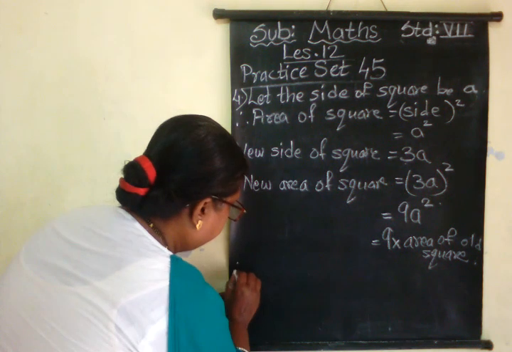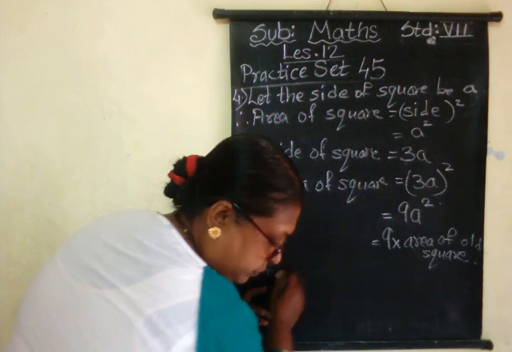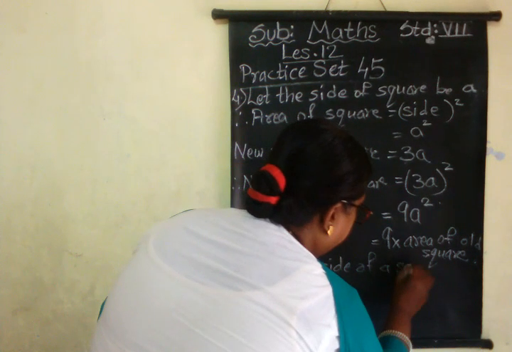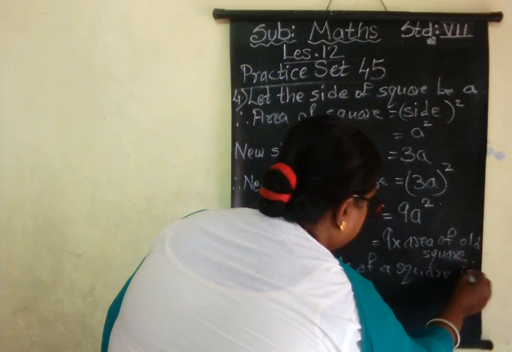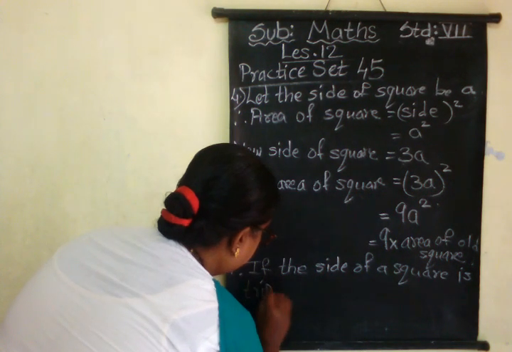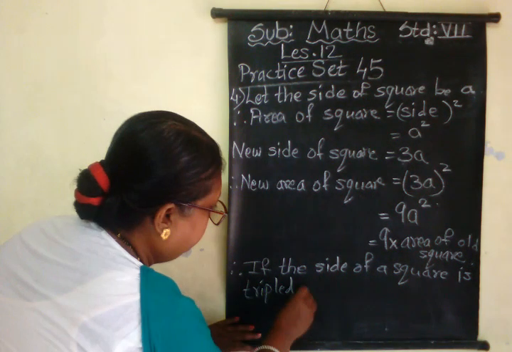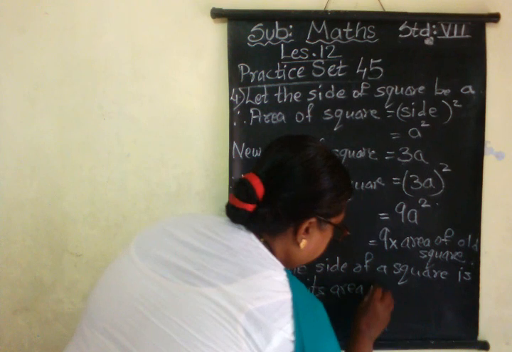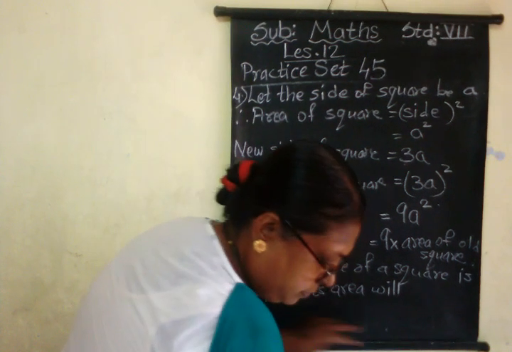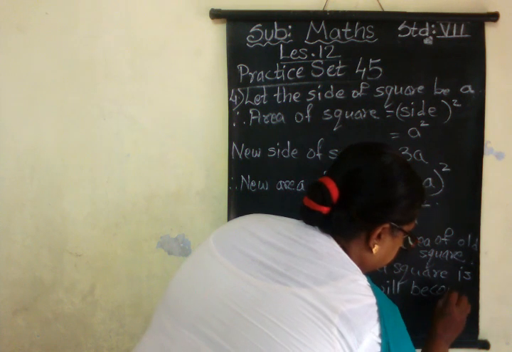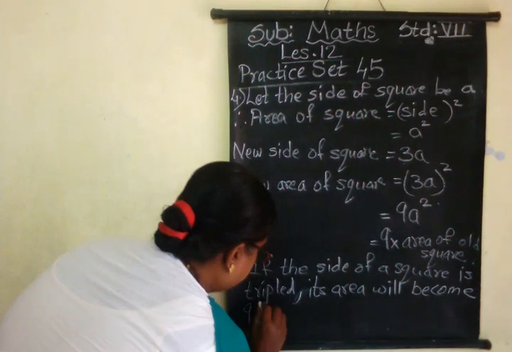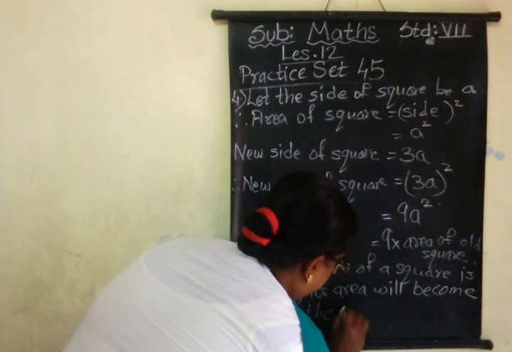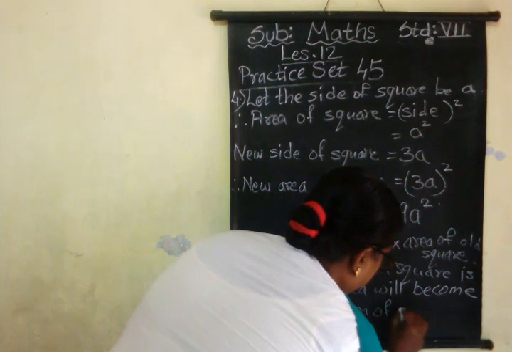Therefore, if the side of a square is tripled, its area will become 9 times the area of old square.